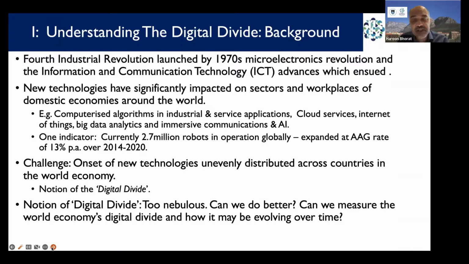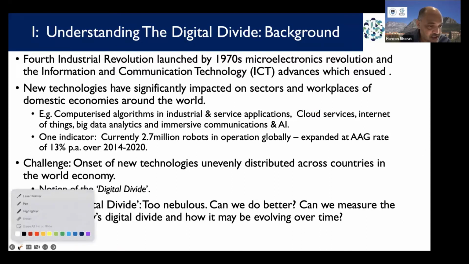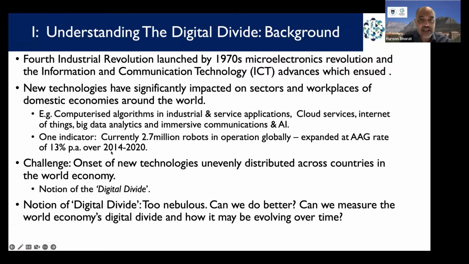I focus principally on sectors and workplaces, but you know these things and you live with them on a daily basis. But just to give you an idea, you've got computerized algorithms in industrial and service applications throughout different sectors in the economy. Cloud services never used to be a feature of any sector. They're now directly involved in how we think about production at the firm level. The Internet of Things, big data analytics, immersive communications, artificial intelligence.